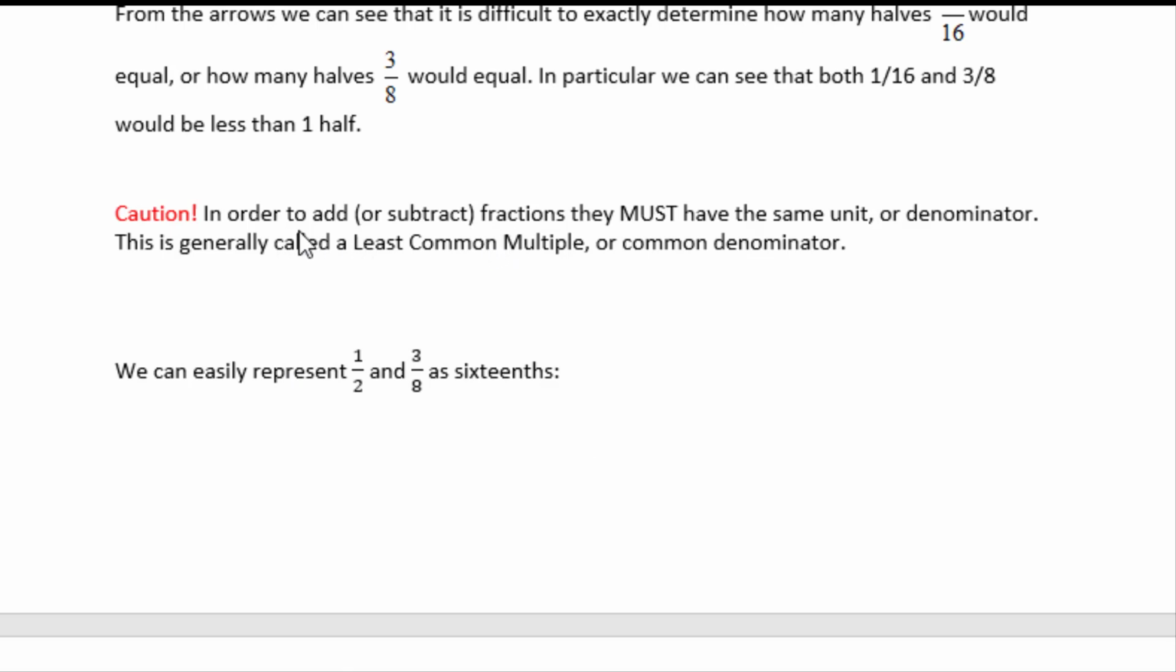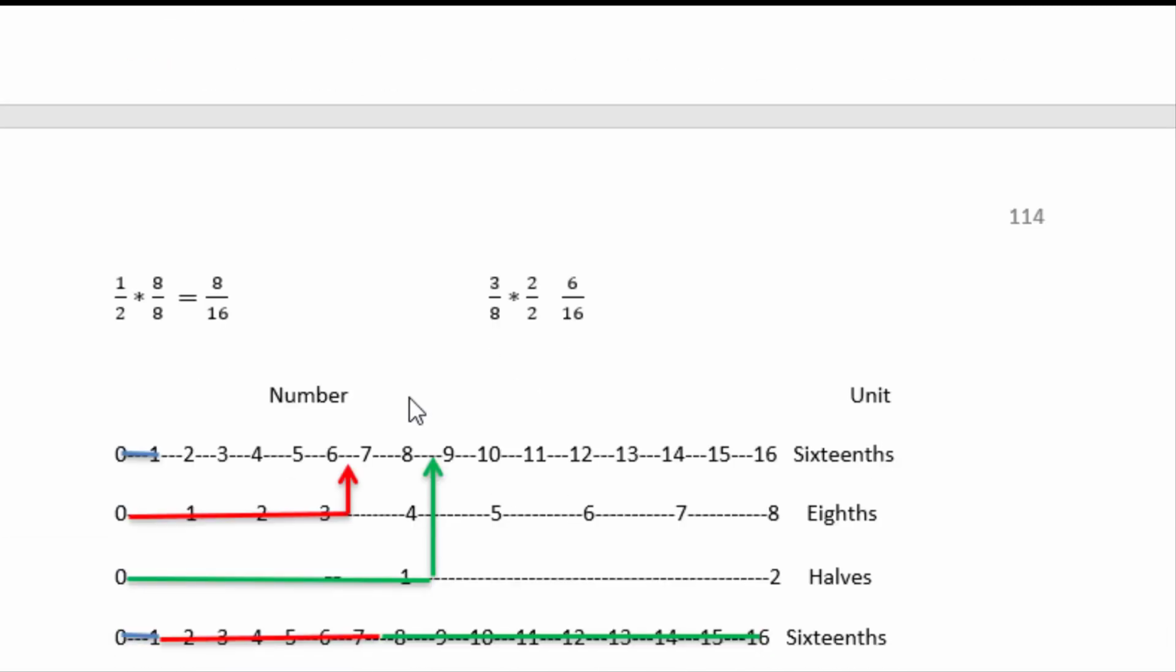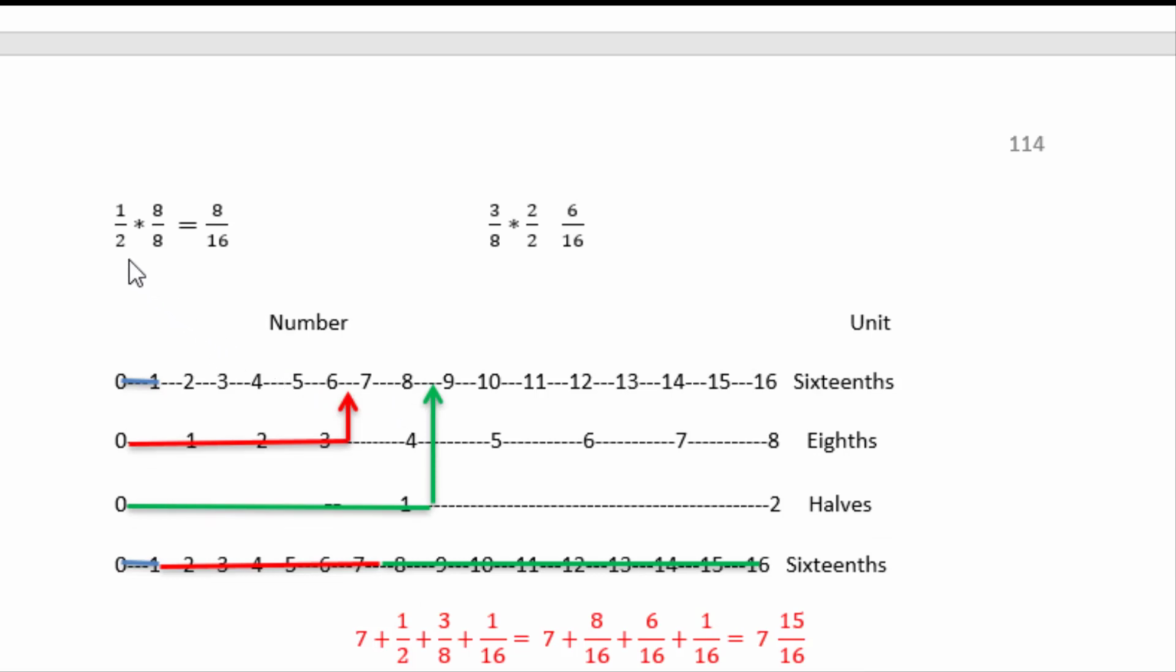So just as a caution, in order to add or subtract fractions, they must have the same unit or denominator. It's generally called a common multiple or common denominator. We can easily represent 1/2 and 3/8 as 16ths. So we're going to change 1/2 and 3/8 into 16ths. And we do that by taking 1/2. We need to multiply it by 8 to get 16. 8 over 8 is 1. So 1/2 and 8/16 are the same number. Likewise with 3/8. 3/8 and 6/16 are the same number.